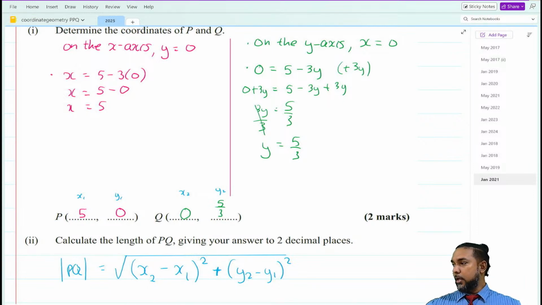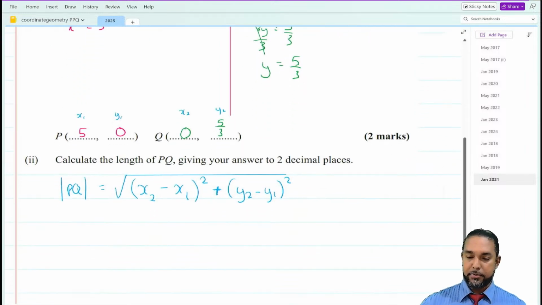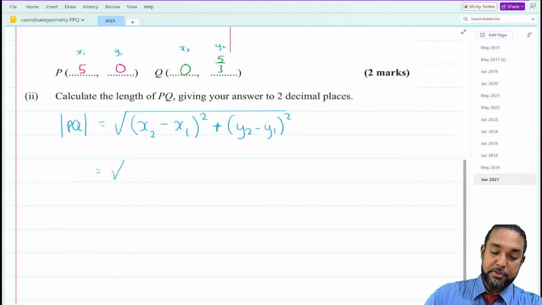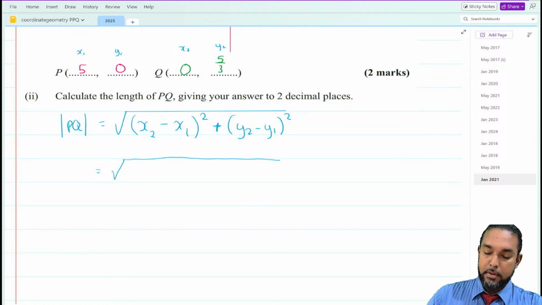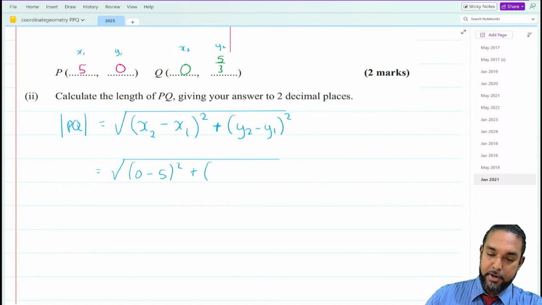Sorry. Hey, Primacy, how you doing? All right, cool. So let's plug in those values. Right, and it said corrected to 2 decimal places, so they specified the degree of accuracy they wanted it to use. All right, so again, you could do 0 minus 5 and then square, or 5 minus 0 and then square, it matters not, right? And then you could do 5/3 minus 0 then squared.